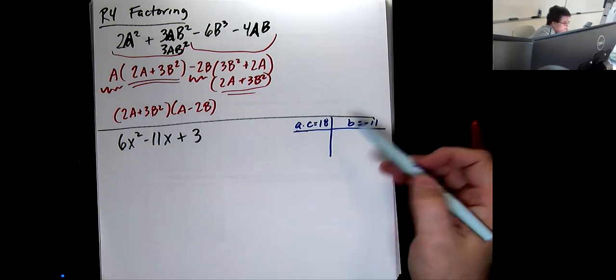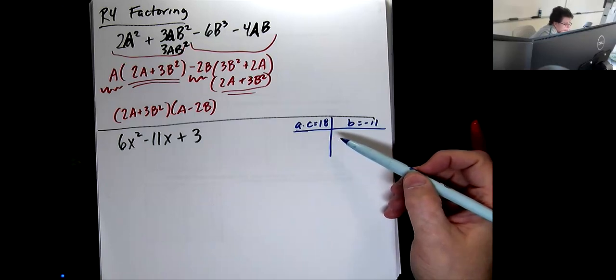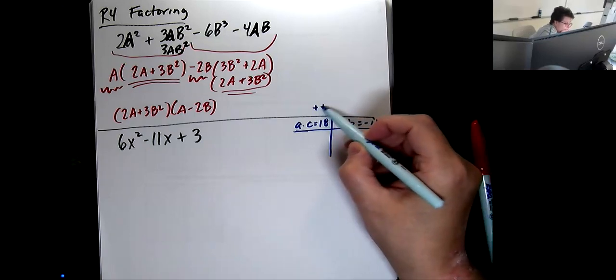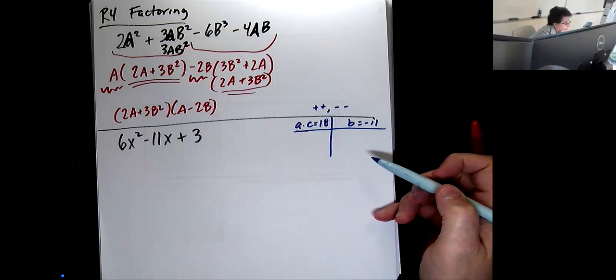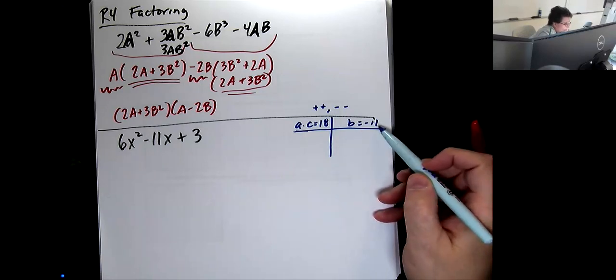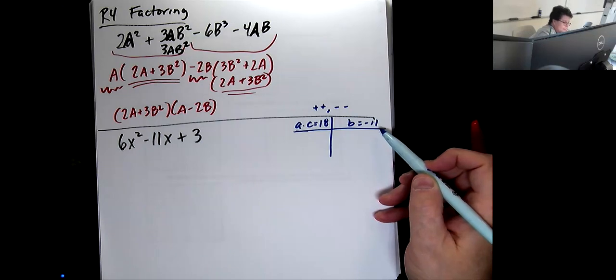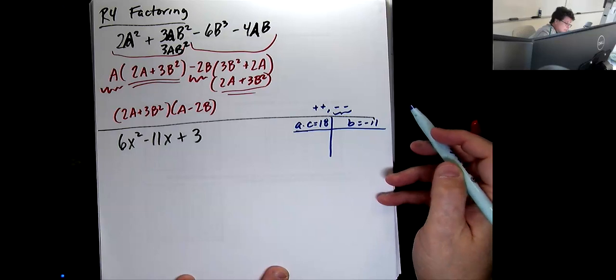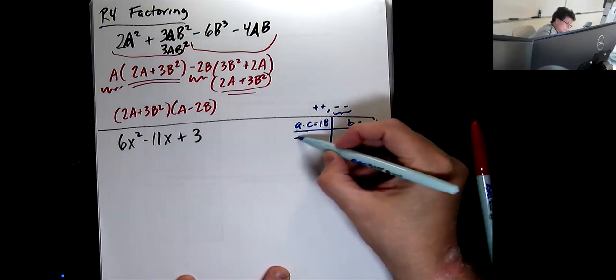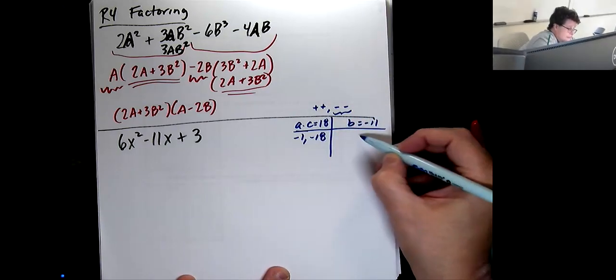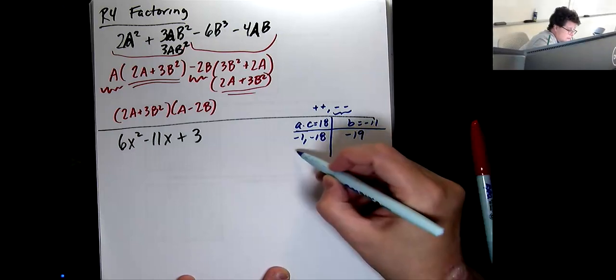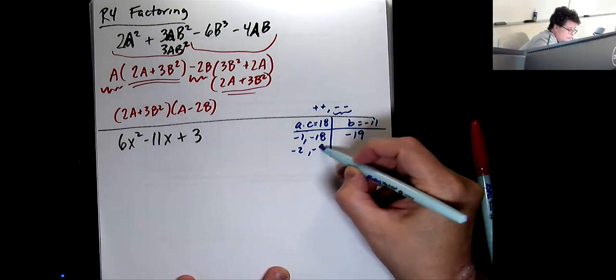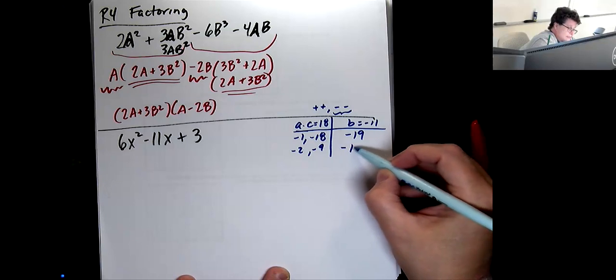Now, if it multiplies to a positive number, they're either both positive or both negative. And if they add to a negative number, at least one of them has to be negative. So in this case, they're both negative. Let's just try negative 1, negative 18. Negative 2 and negative 9. Oh, there we go.